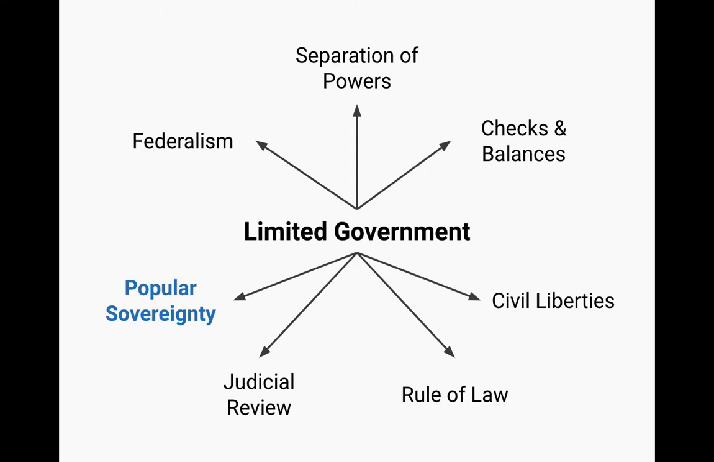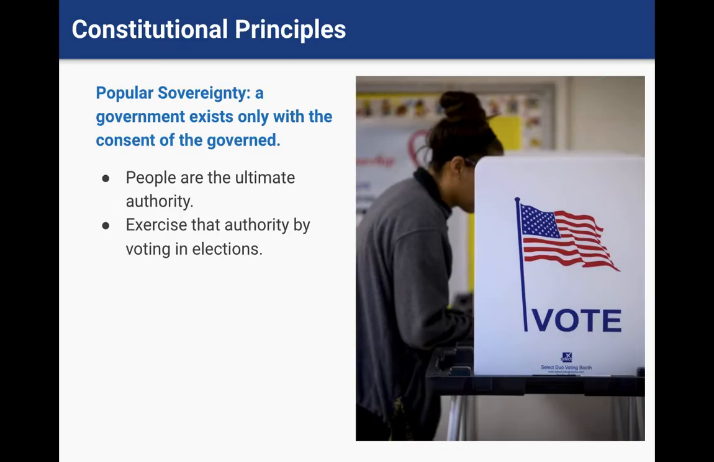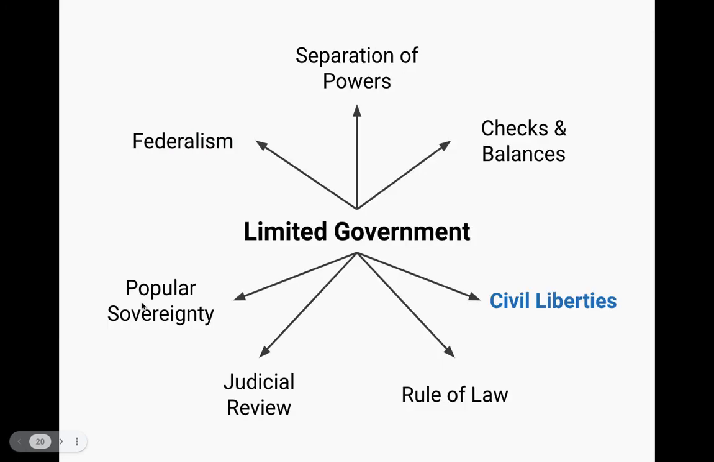A review of an idea here, popular sovereignty, right? Popular sovereignty is that a government exists only with the consent of the governed. That means that the people are the ultimate authority, and really this is all about voting. Okay? This is talking about citizens of the United States being able to vote and choose our representatives. That is how we exercise our popular sovereignty.